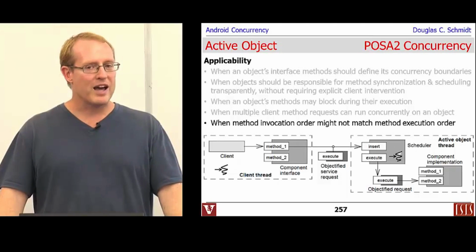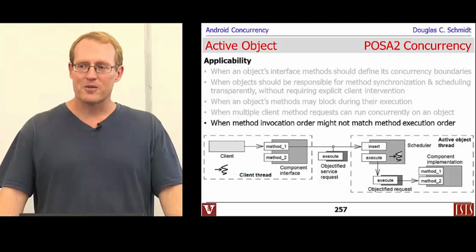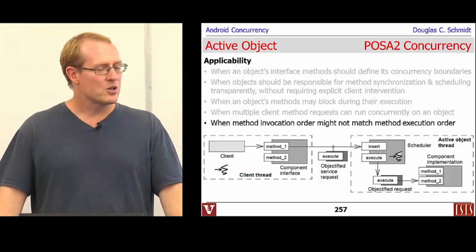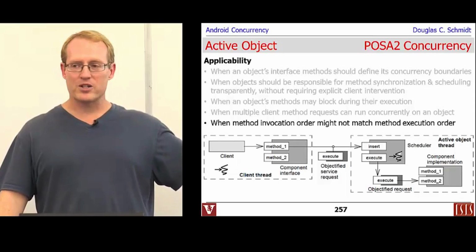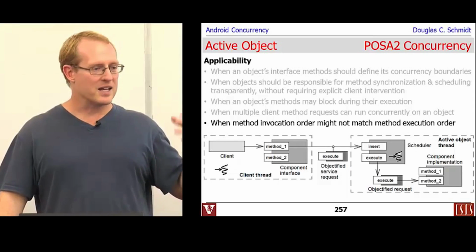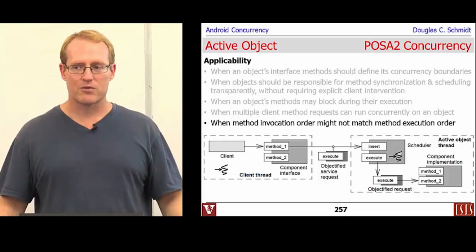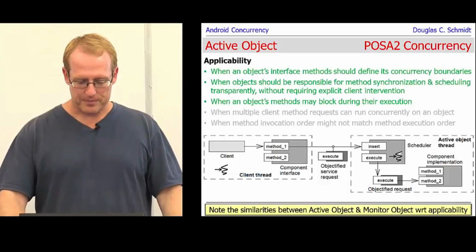And another thing you might want to have here is you might want to be able to allow the invocation order to differ from the execution order. So the order in which you invoke the operations may not be the same as the order in which the operations are actually run. And again, this has to do with scheduling constraints. It has to do with timing properties, priorities, and so on and so forth. So we'll come back and talk a bit about that.